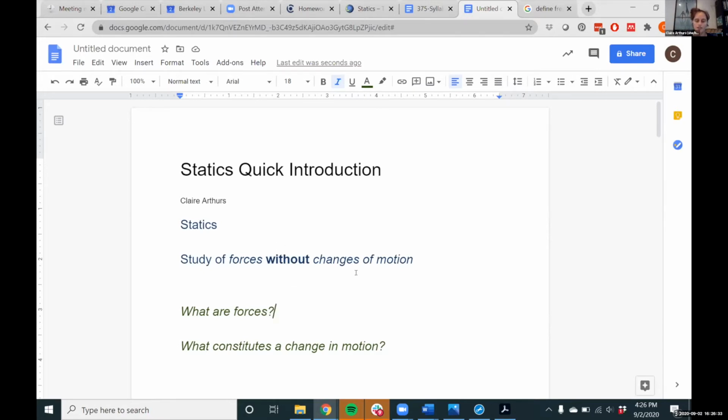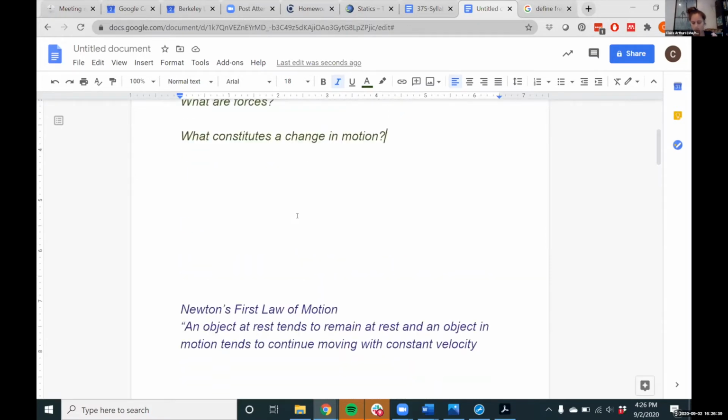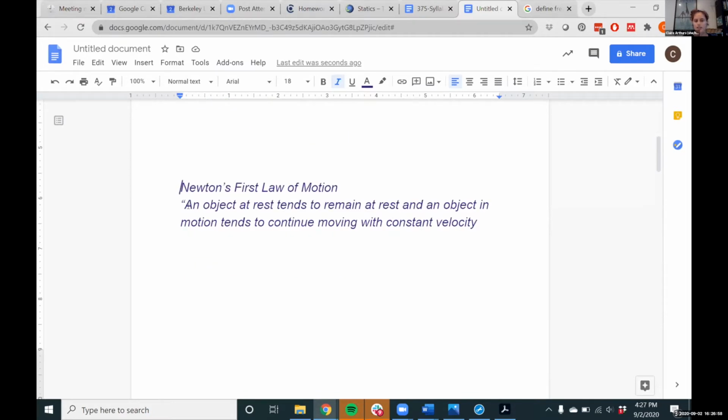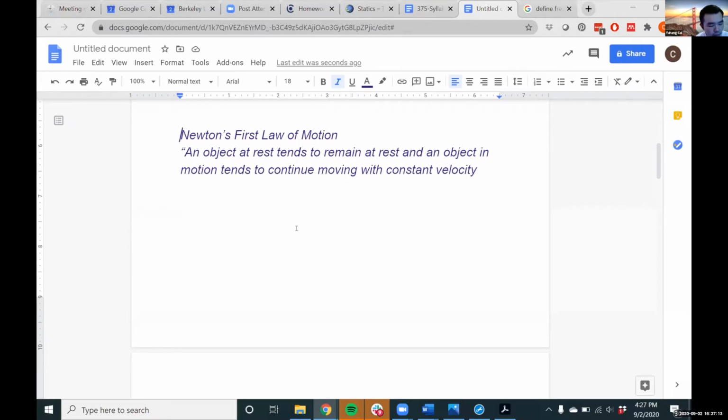And then what constitutes a change of motion? Well, typically we think of an equilibrium or things moving around or things not moving around. And so one thing we can look at is Newton's first law of motion, which you might have heard of in your first year physics class in high school. So he states that an object at rest tends to remain at rest, and an object in motion tends to continue moving with constant velocity. So if you have something moving at a constant speed, then 30 seconds. Oh god, okay.